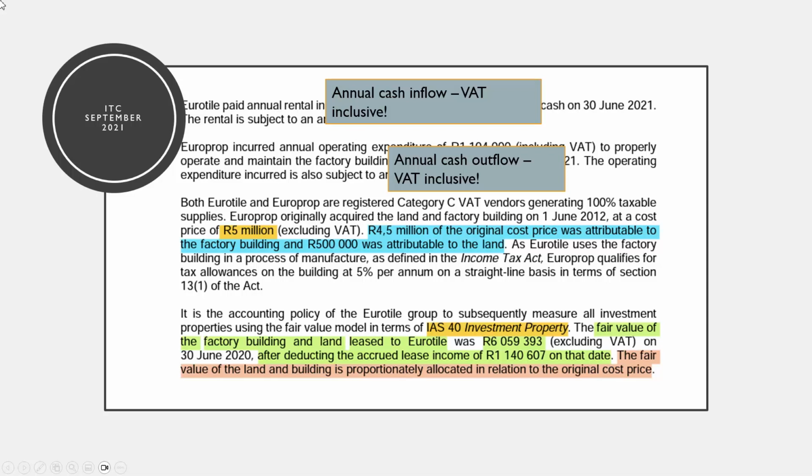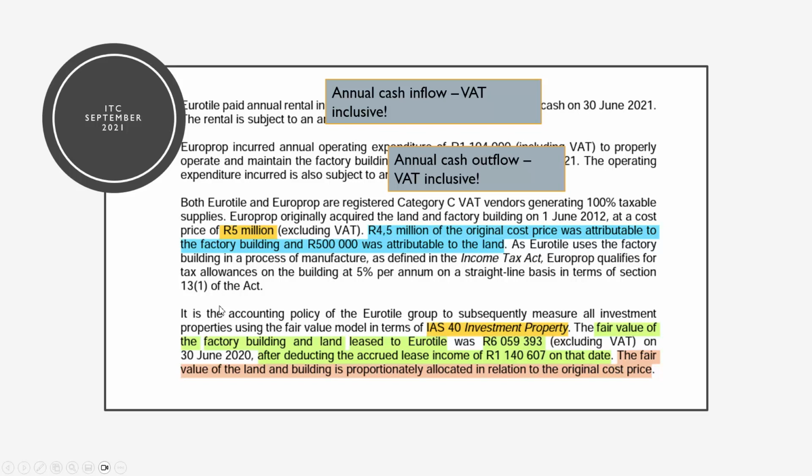Building acquired 5 million, that's not relevant for fair value. But what is relevant for fair value is that it is the accounting policy of the Eurotile group to subsequently measure all investment properties using the fair value model in terms of IAS 40. The fair value of the factory building and land, 6.059393 million on the 30th of June 2020.